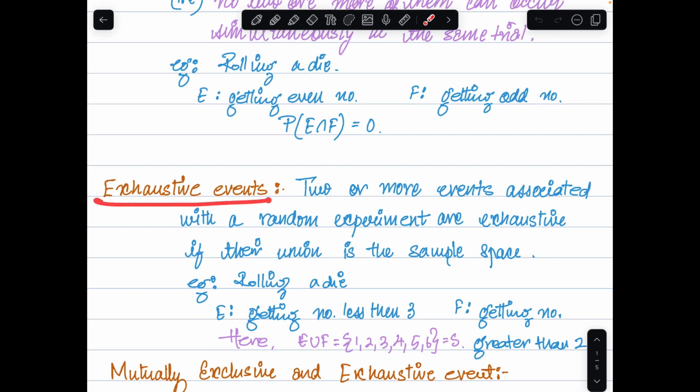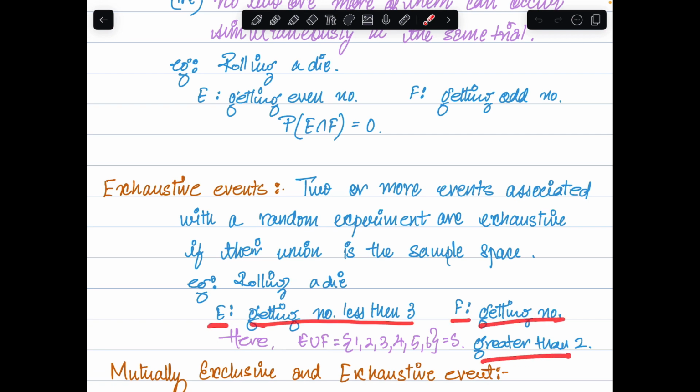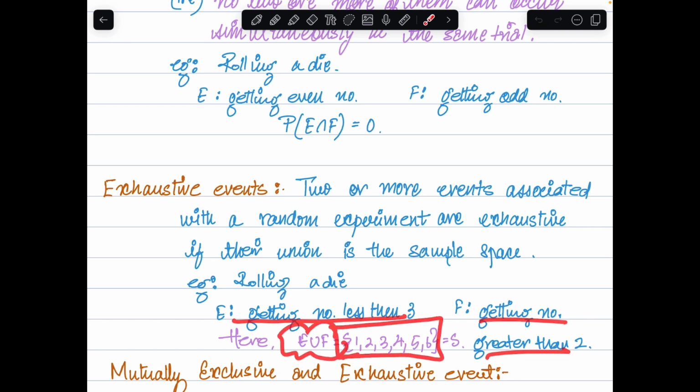Next is exhaustive events. As the term suggests, exhaustive means it's exhausting the whole set. Let's say rolling a die is the experiment that you're going to do. Event E is getting a number less than 3. F is getting a number greater than 2. Now when you list the elements of E and F, their union is going to give you the whole sample space, that's S. So when you combine those two events as a union, you end up with the whole sample space.